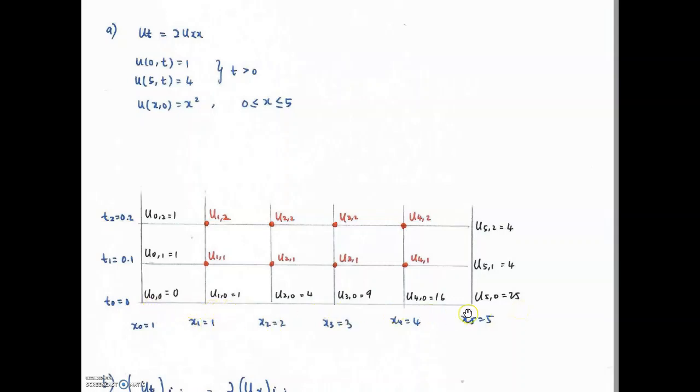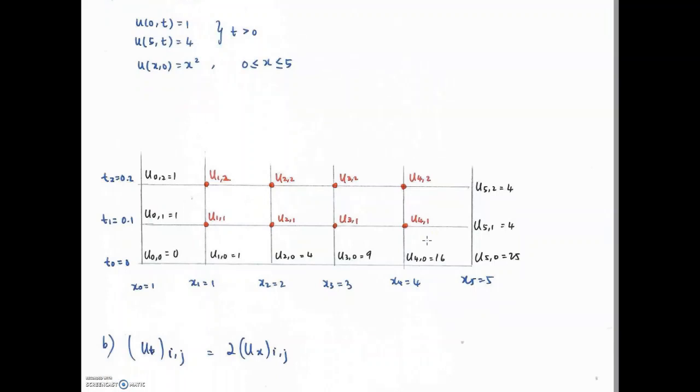For the initial conditions given, we are able to find all the values on this line. So we have 0, 1, 4, 9, and 16, including 25. We need to label all these values clearly, and also label the points that we need to find from these solutions. So for i and j, the points that we want to find are U11, U21, U31, U41, and U12, U22, U32, and U42. Next, we will proceed to part B.